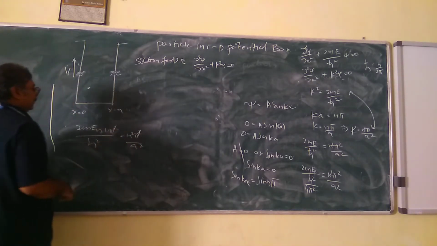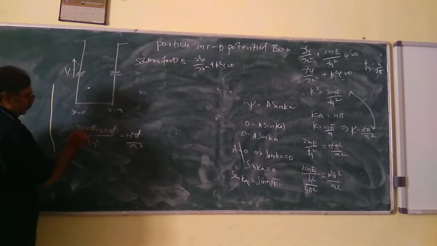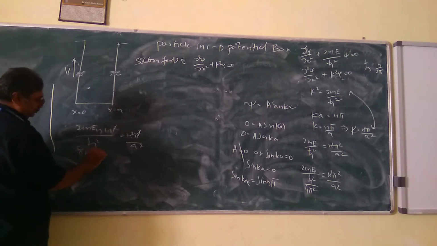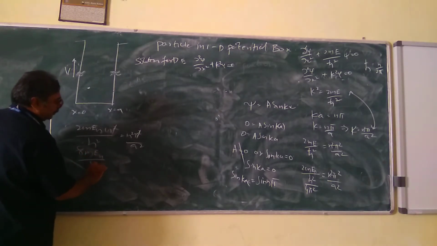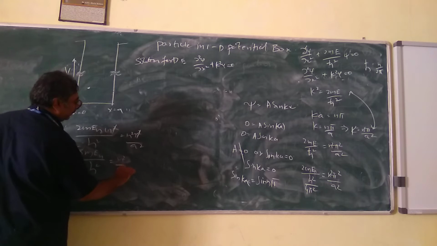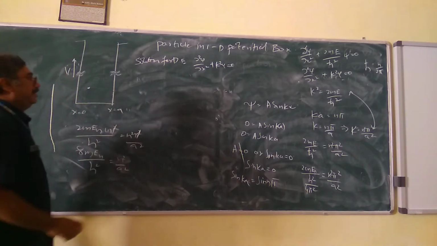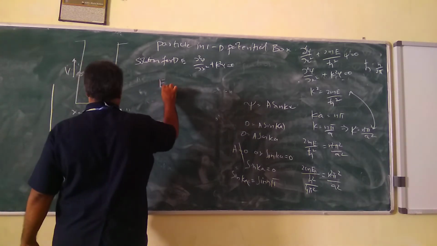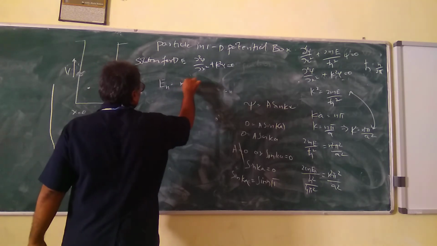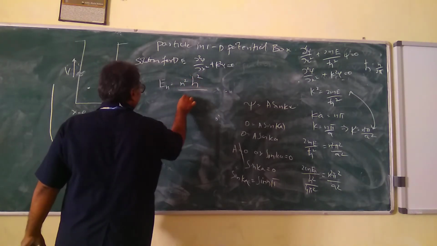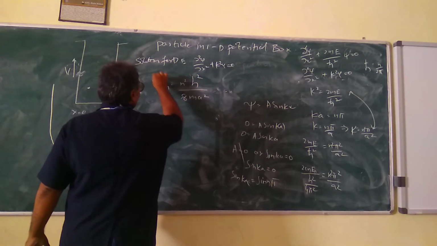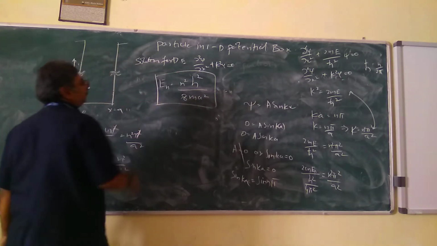So pi square and pi square get cancelled out. We are left with 4 into 2 is 8, 8m a square by h square equals n square by a square. From this, what is the value of En? The En value is given by En equals n square h square by 8m a square.